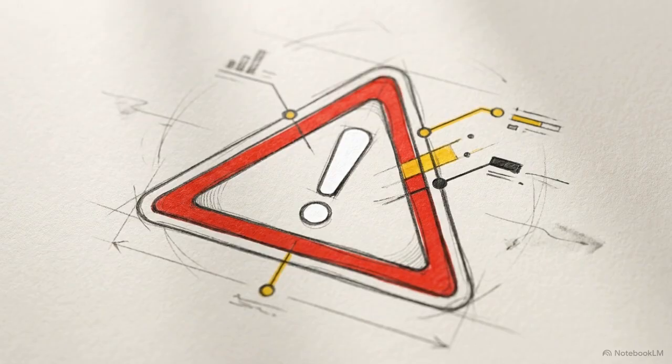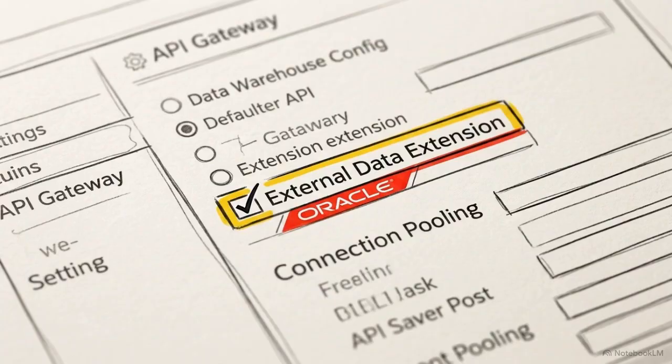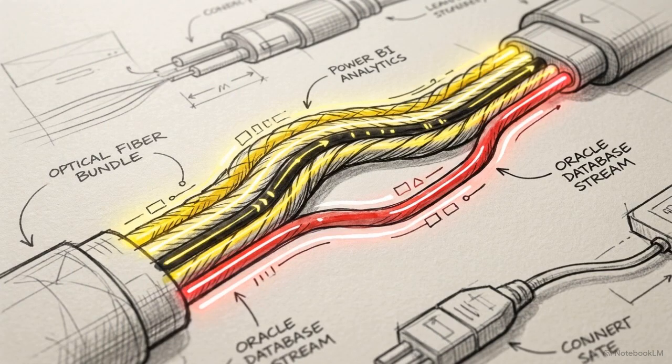If you do not enable this specific feature, the Oracle connector will not appear as an option when you attempt to search for data sources in the next step. This configuration is a required step. It tells Power BI to look for the external data extension we are about to use. With the environment prepared, we can now establish the active connection to your data.